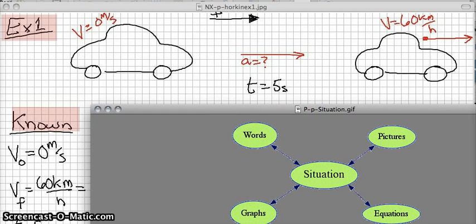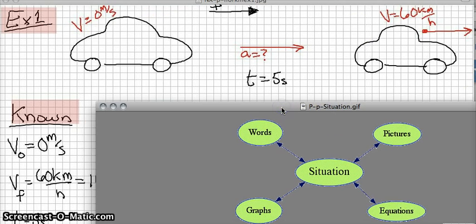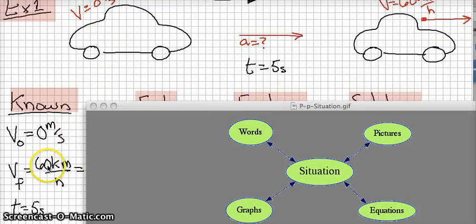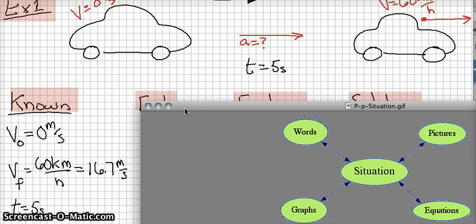So what I want to do next is write down my knowns. You're going to notice that my knowns are 0 meters per second, my final velocity is 60 kilometers per hour, and the time that it takes is 5 seconds. One thing I always want to check here is units, and I'm noticing that these two units do not agree. I've got kilometers per hour and meters per second, so I need to do a conversion. I haven't shown that conversion here, but I would assume that you know how to do that and actually show it. Again, if you need to reference the factor label method, you can always go back.